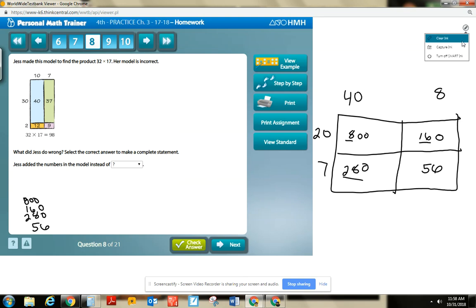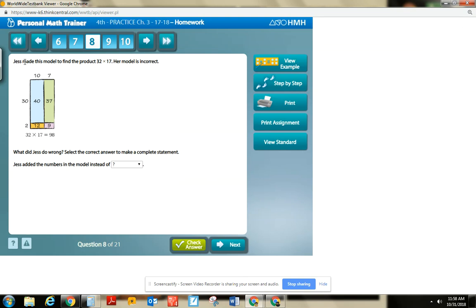All right. Question 8 says, Jess made this model to find the product 32 times 17. Her model is incorrect. So this is Jess's work, and her work here is incorrect. What did Jess do wrong? Select the correct answer to make a complete statement. Jess added the numbers in the model instead of, well, she should have multiplied 30 times 10, but she added, so she should have been multiplying.